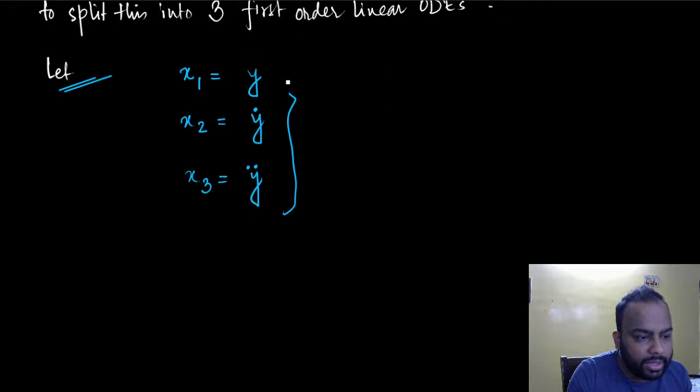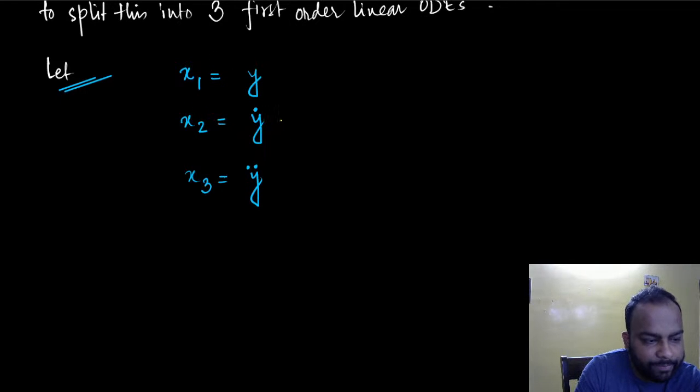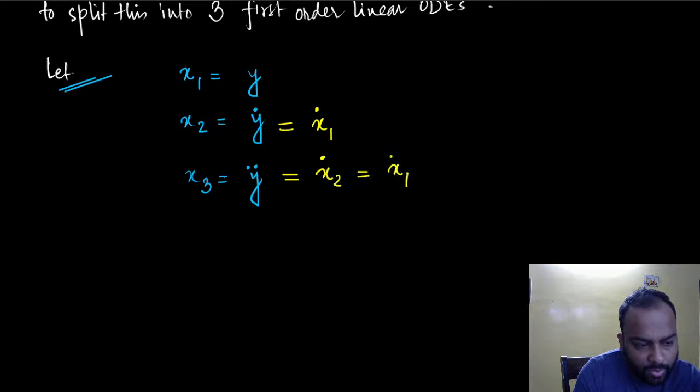So now if x1 is y, then I can also say x2 is y dot, which is going to be x1 dot, right? And if I have assumed that x3 is y double dot, then this is x2 dot. And since this is x2 dot, this is also x1 double dot.